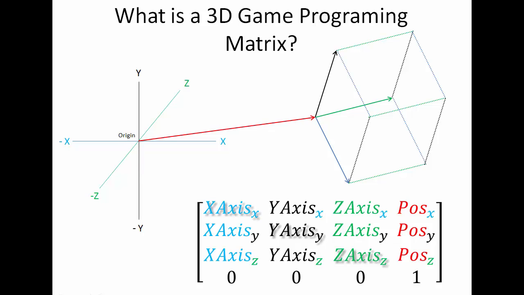Now, also notice going horizontally, the entire first row has sub x as a subscript. So it's x-axis x, y-axis x, z-axis x, and position x. And then y across the second, and z across the third, and w for the fourth row.